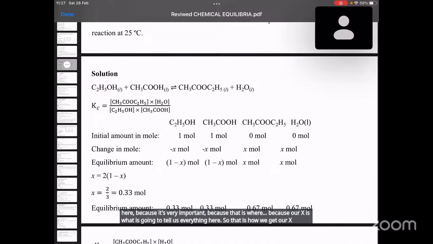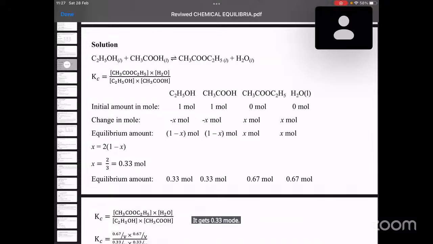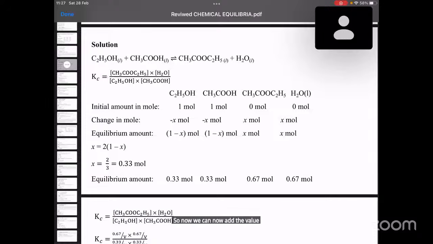So you now make X the subject of the formula from that equation. You get 0.33 mole. Now you can calculate your equilibrium amounts, now that you know your X, and we already have the values for the equilibrium amounts, though not in absolute terms. So now we can have the value for the equilibrium amount. So meaning that if X is equal to 0.